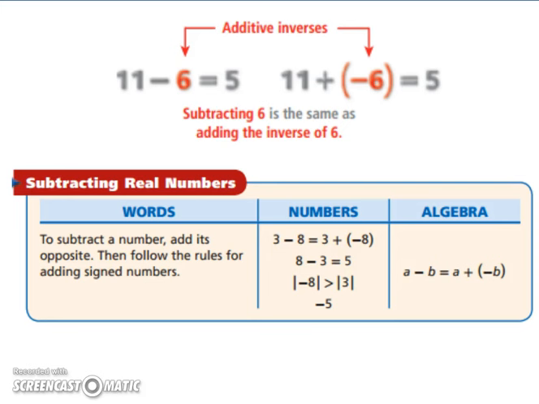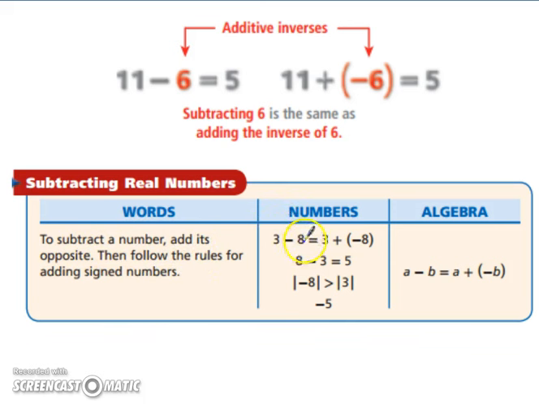Subtracting real numbers. It's a good idea to understand additive inverses. So if we have 11 minus 6, we know that equals 5. Well, 11 minus 6 is the same thing as saying 11 plus negative 6. Both of them are going to give you 5. To subtract a number, add its opposite. Then follow the rules for addition.